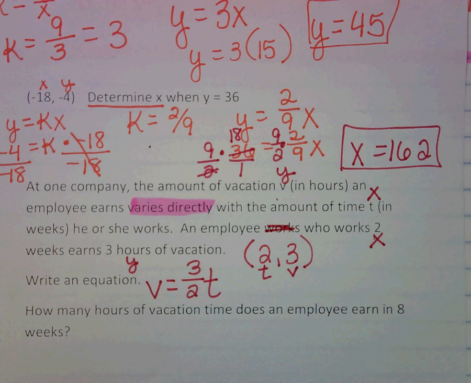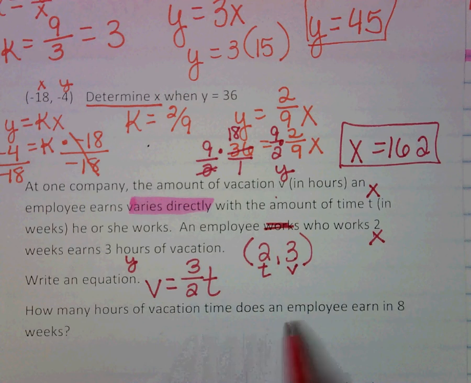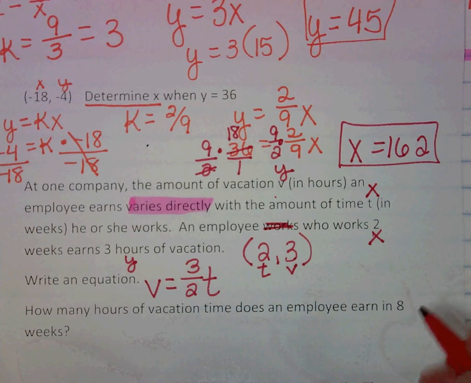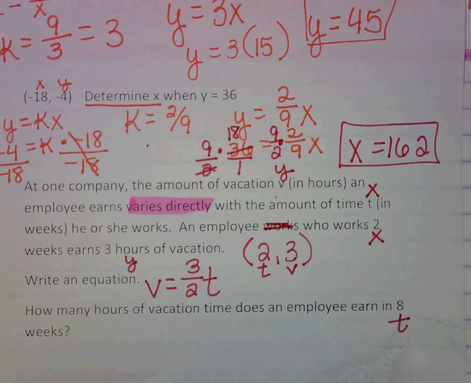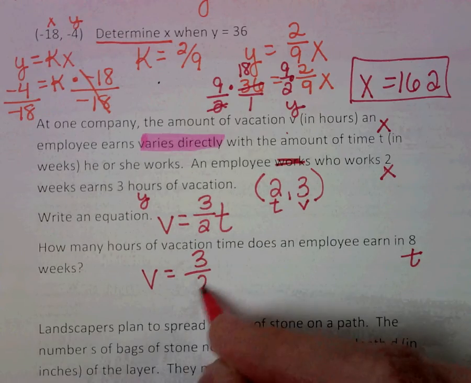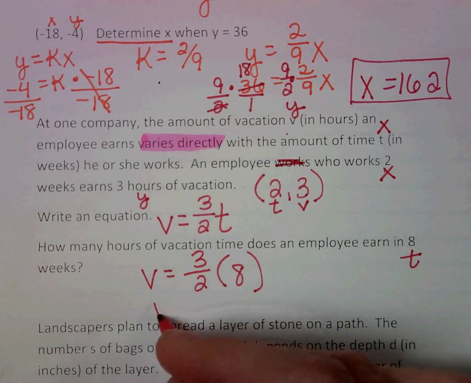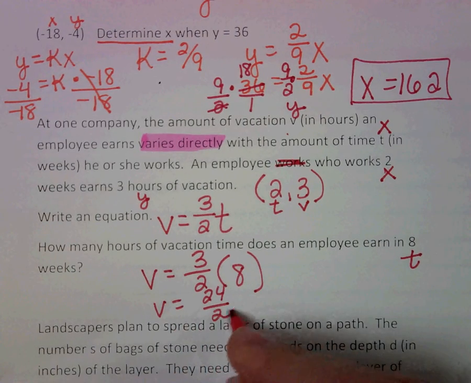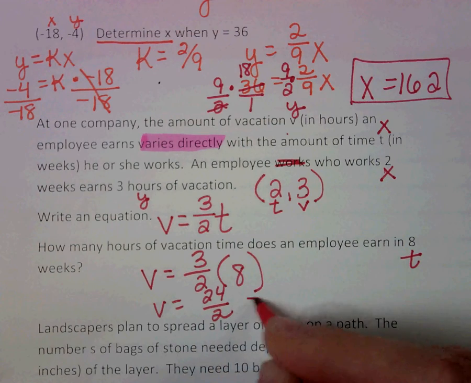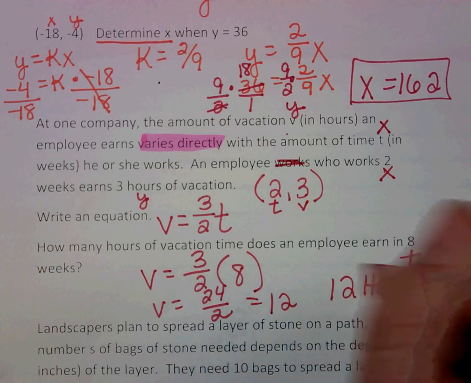You could write it with y and x, but you need to be able to recognize what it looks like with different variables because you'll see that. So now it says, how many hours of vacation time does an employee earn in 8 weeks? So we know weeks was our T value, or our x. So I'm going to plug in 8 for T and solve this. So this would be 24 over 2, which is 12. So an employee earns 12 hours of vacation time.